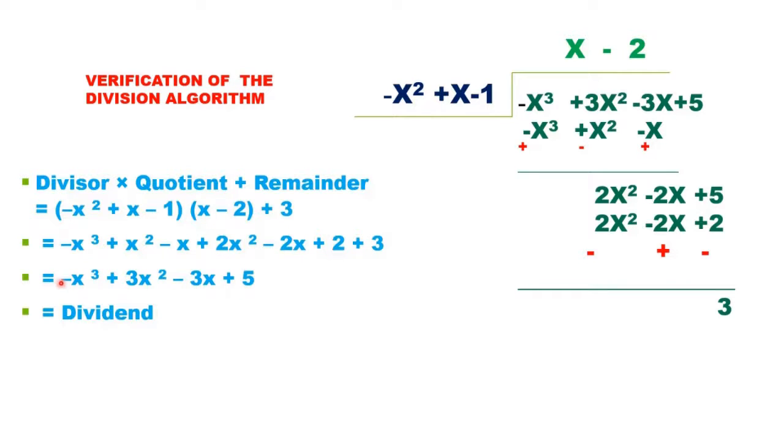Now find out where this polynomial exists. Yes, it is over here. It is p(x), which is the dividend. So we have verified the division algorithm.